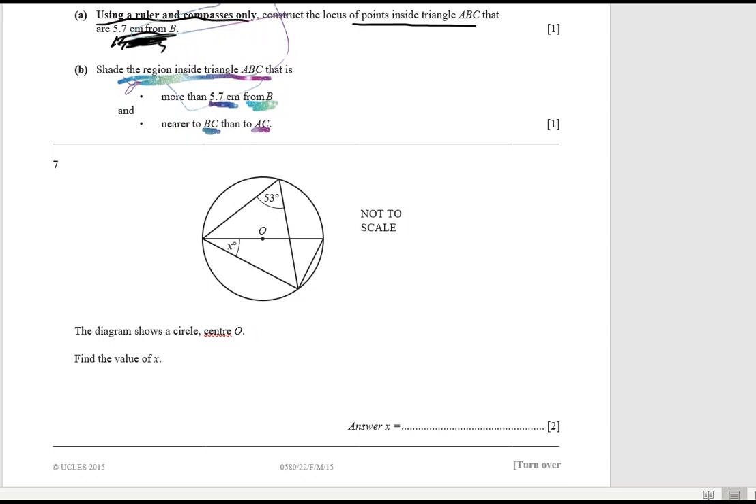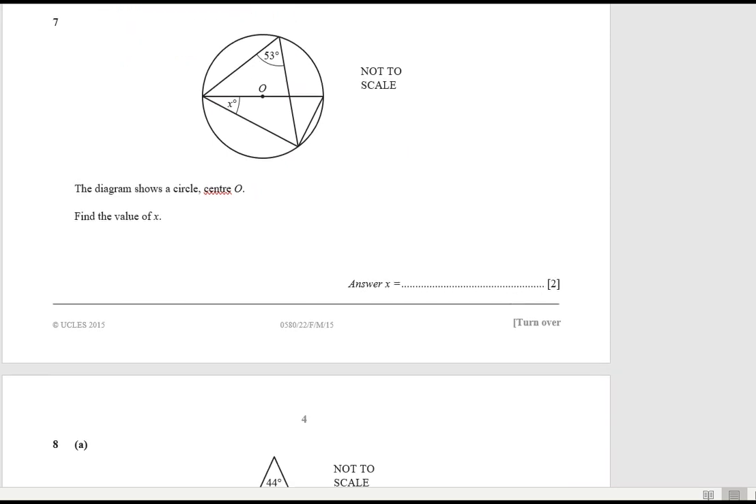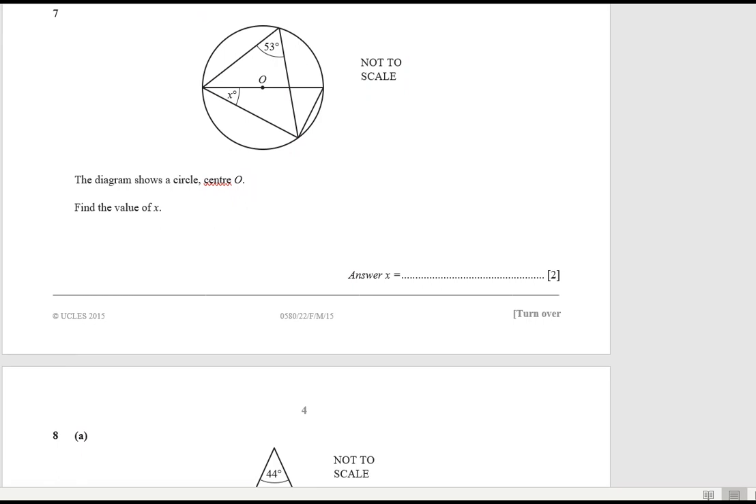Let us go ahead. This question also is a geometry question. The diagram shows a circle with center O. Find the value of X. He wants the angle X. How many marks in this question? 2 marks.